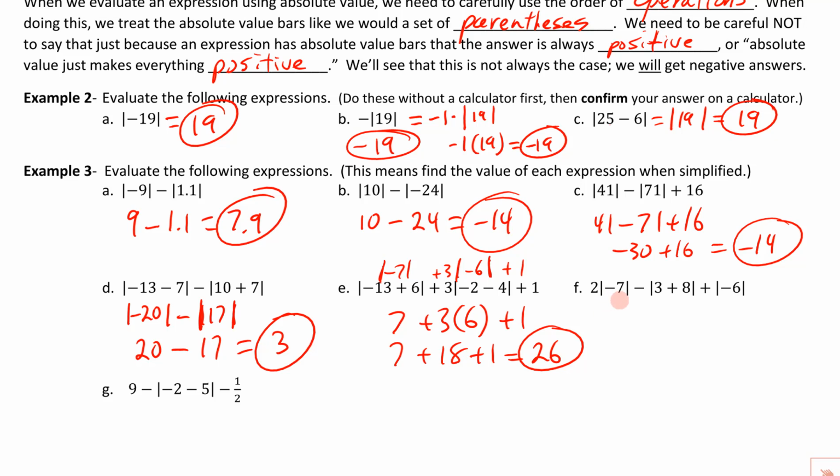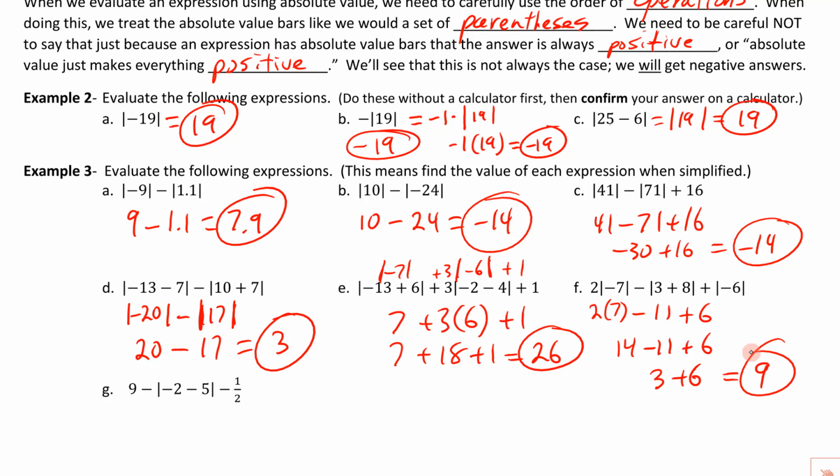And then, of course, we'll do this last one. This is going to be 2 times 7 minus, let's figure out what this one is. This would be -11. And then plus, again, we've got absolute value of -6, that is 6. So we've got 14 minus 11 plus 6. 14 minus 11 is 3, plus 6 is 9.